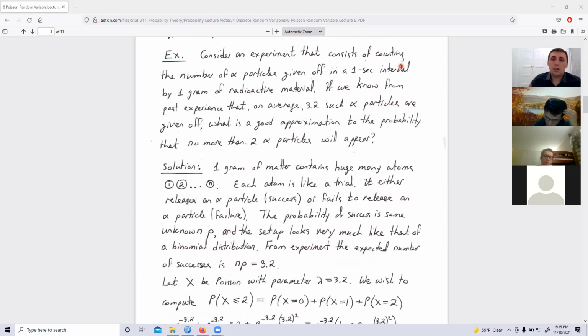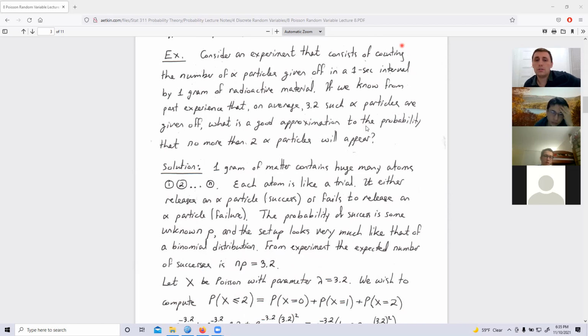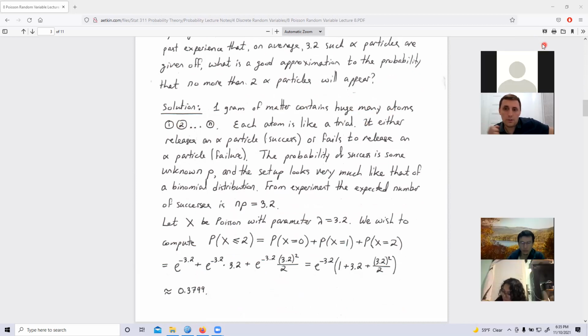Now, we want an approximation to the probability that when we run the experiment, no more than 2 alpha particles will be released. No more than 2. Okay, so first of all, how to understand this problem. 1 gram of matter contains enormously many atoms, right? So 1 through n. I do not know how many atoms, but a lot, billions of them.